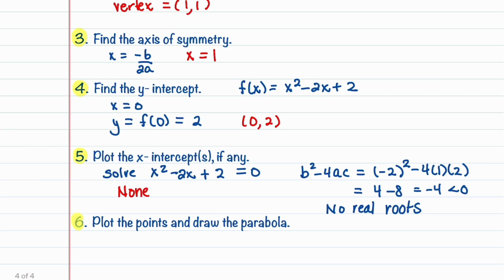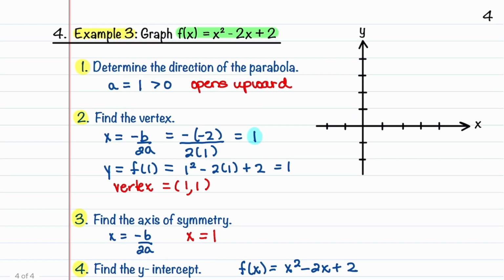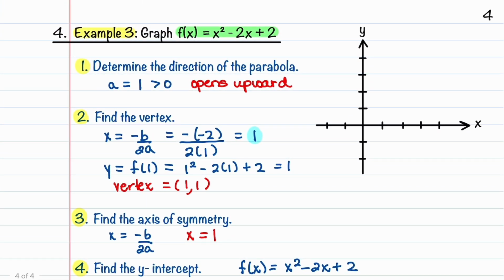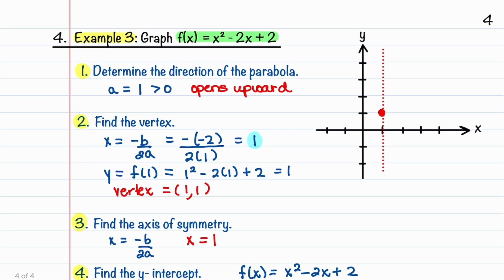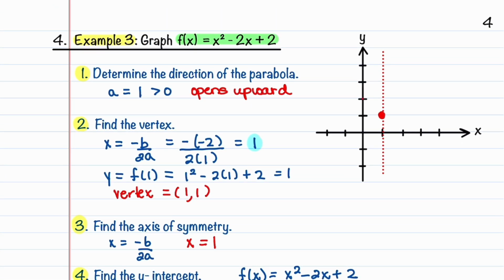Now we're down to our last step, and we just have to plot the points and draw the parabola. Let's go back up here and plot our points. We'll start with our vertex. Our vertex is located at (1, 1), and that's right here. Let's next draw our axis of symmetry, which is x is equal to 1. Now let's draw our y-intercept. That's (0, 2). That point is right here.